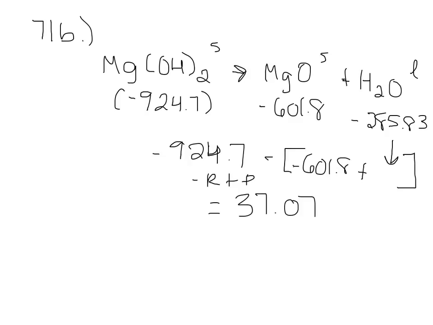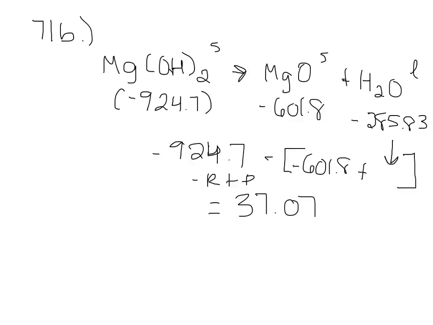You repeat the same process for the next one. You have MgOH2, and that's a solid, and then you have MgO solid, H2O liquid. And for this, you have negative 924.7. That's the enthalpy for MgOH2. And then for MgO, it's negative 601.8. And then for H2O, it's negative 285.83.